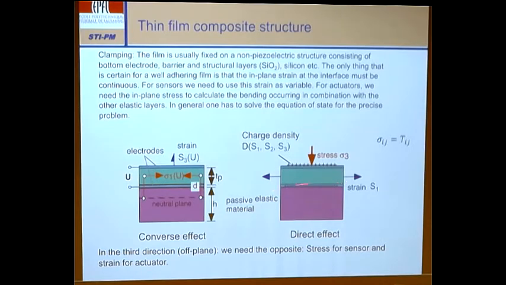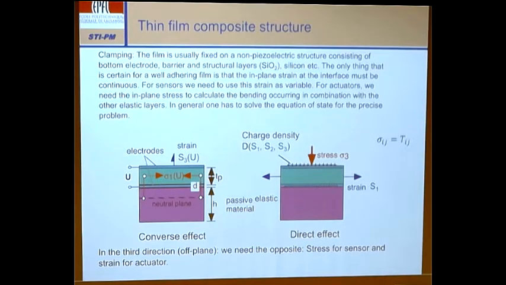Then about the strain, we know that the strain must be continuous. I don't speak about the intrinsic strain of materials, which can of course be different on both sides, because you can make them with different stresses. But with the piezoelectric strain, I mean the strain change. So when I'm speaking here about strain, it's always the strain change due to the piezoelectric effect. So this must be continuous. This is the only thing we know of this interface.